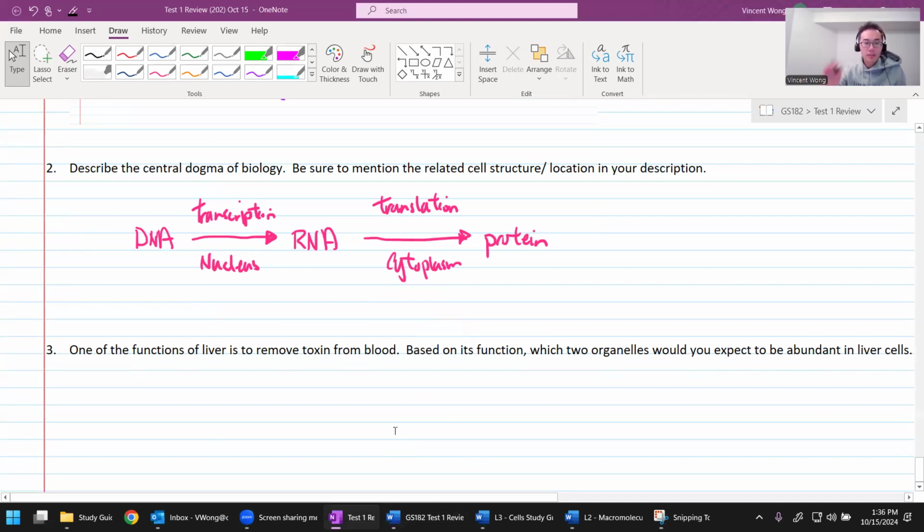One of the functions of the liver is to remove toxins from blood. Based on its function, which two organelles would you expect to be abundant in liver cells? So detoxification, that would be things like smooth ER, peroxisome, and even a little bit of lysosome as well. I know it's asking for two. These are the main ones, and a bit of lysosome as well.